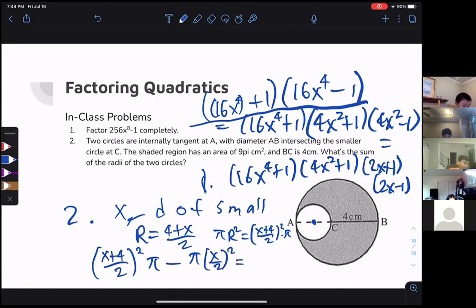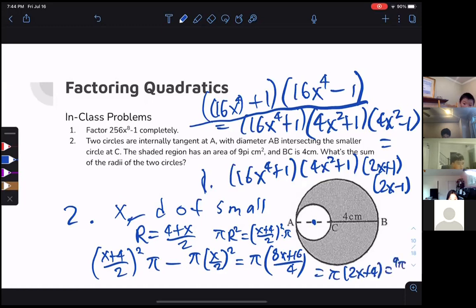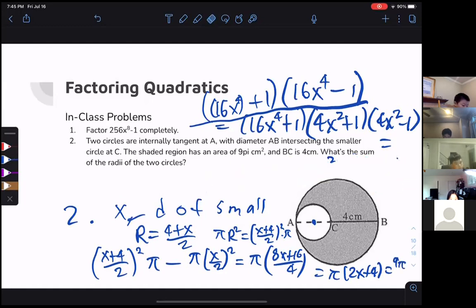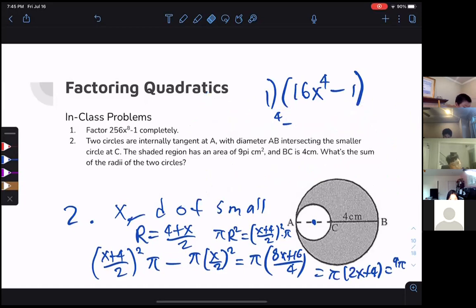The larger one subtracted by the smaller one will be (2x plus 4) times pi, which is equal to 9 pi. So x equals 5 over 2. So the radius of the smaller circle is 5 over 4, and the radius of the larger circle is 3 and a fourth. Adding these up, we get 4 and a half.